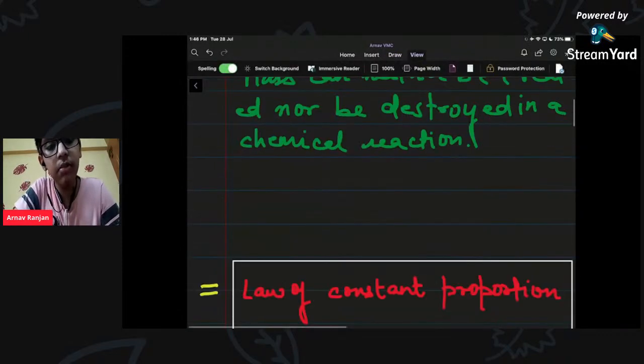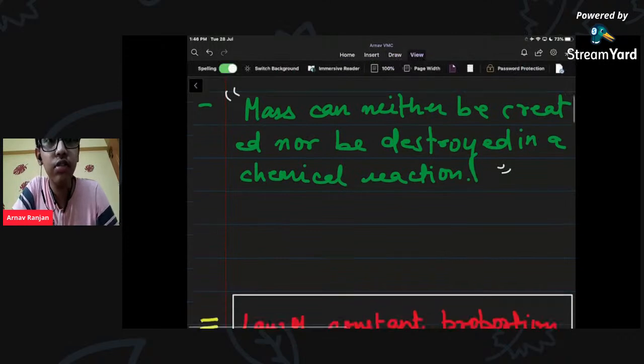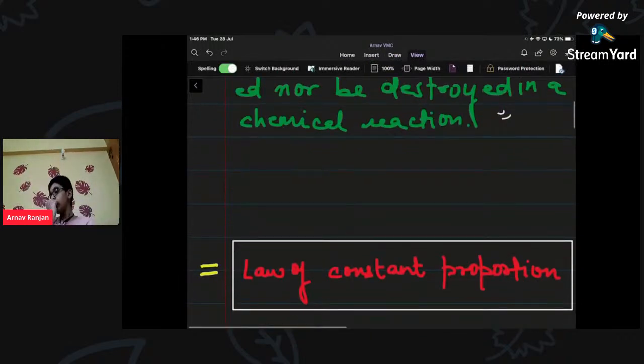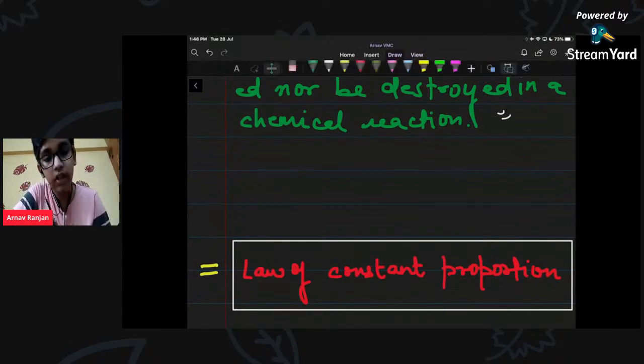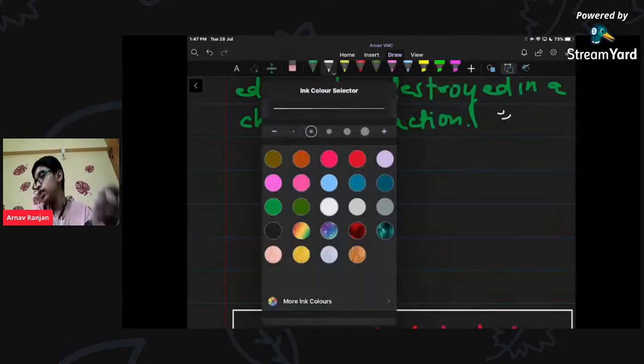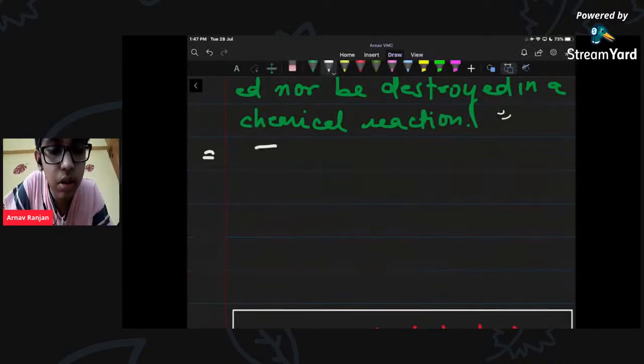So this is the main point of this law of conservation of momentum. I am writing this in quotes, and there is an example of this also, that initial mass of reaction is equal to final mass of reaction. I will write that also.